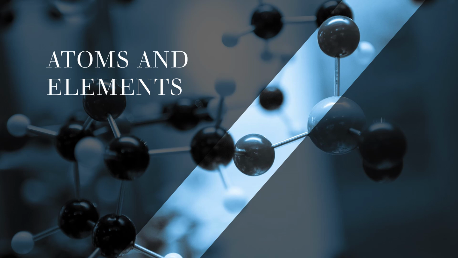The number of protons in an atom is called the atomic number, and it defines the element. For example, an atom with one proton is hydrogen, an atom with two protons is helium, and so on.